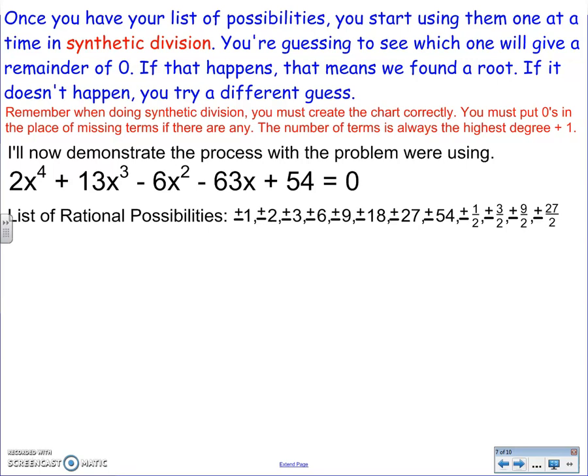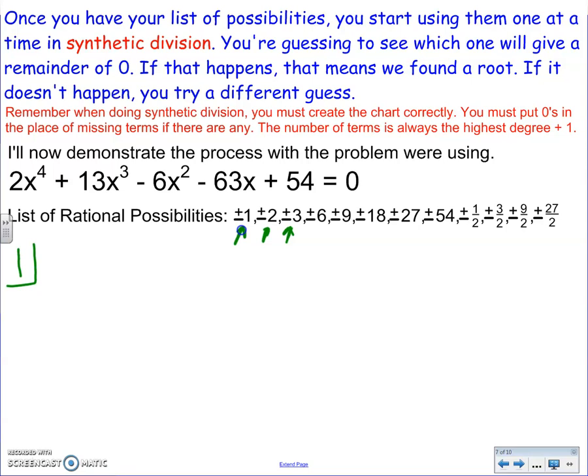Remember, when doing synthetic division, you must create the chart correctly. You must put zeros in the place of missing terms if there are any. And the number of terms is always equal to the highest degree plus 1. So now I'll demonstrate the process. I'll do positive 1, then positive 2, then positive 3. I'll try the positives first. I'm just guessing. You can guess in any order you want. You should get lucky. All right, so we're going to make the chart. Remember, the guess goes here, the possible root.